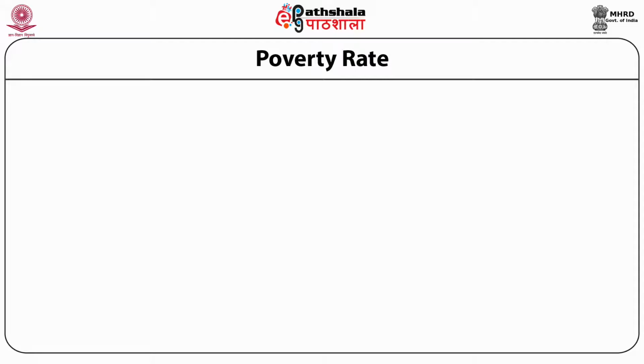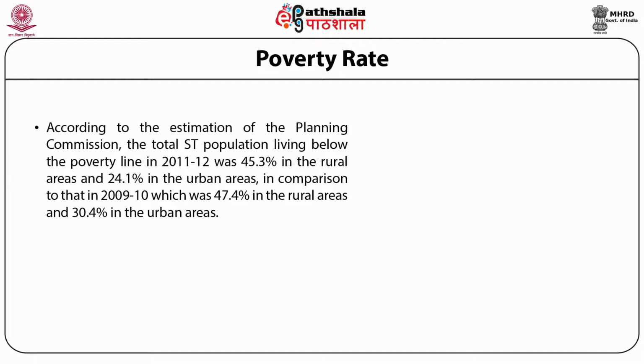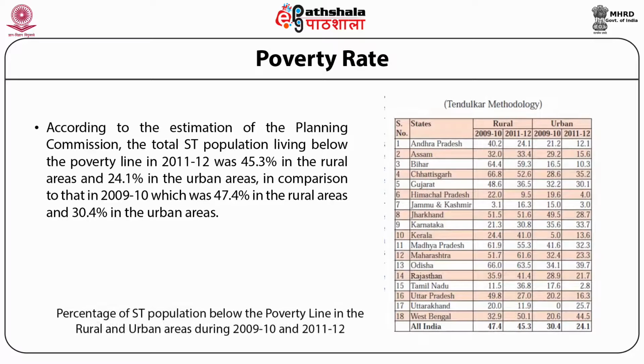Now let us come to know the poverty rate according to the estimation of the Planning Commission. The scheduled tribe population living below the poverty line in 2011-12 was 45.3% in the rural areas and 24.1% in the urban areas. In comparison to that, in 2009-10 it was 47.4% in the rural areas and 30.4% in urban areas. To illustrate the situation, there is a table showing state-wise poverty rate for the years 2009-10 and 2011-12 for rural and urban areas for 18 states of the country.